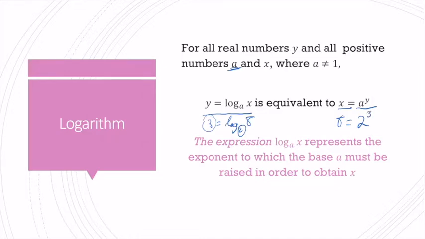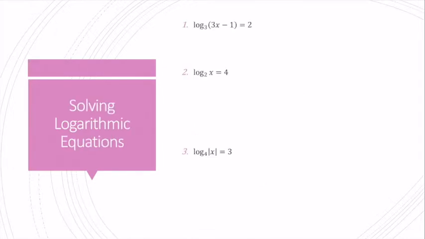So by now, by this section at least, we should be pretty comfortable switching back and forth between logarithms and exponential equations. So in order to solve some logarithmic equations, we can rewrite them as exponents. So for example, instead of having log base 3 of 3x minus 1 equals 2, this could be rewritten as 3 squared equals 3x minus 1. So I have 9 equals 3x minus 1.